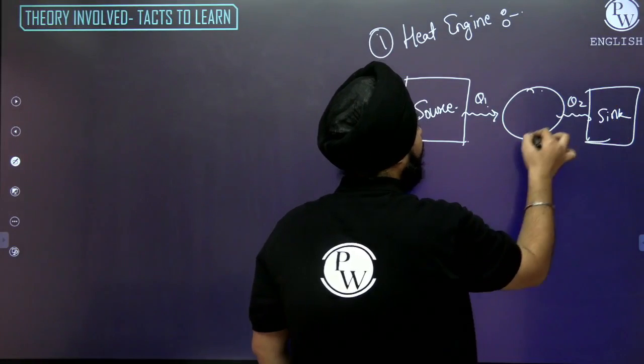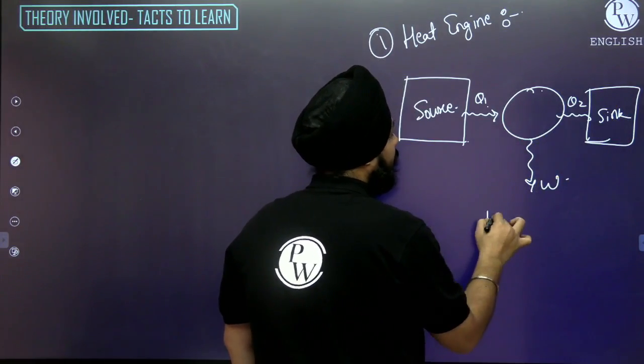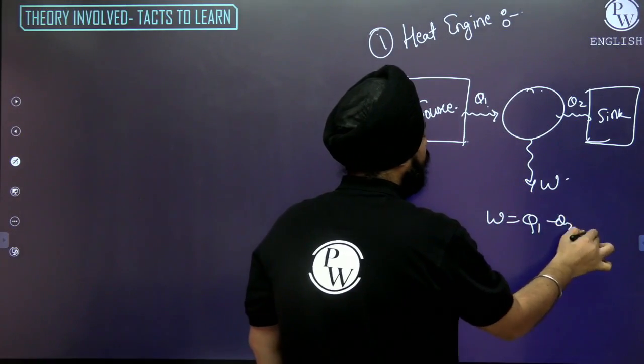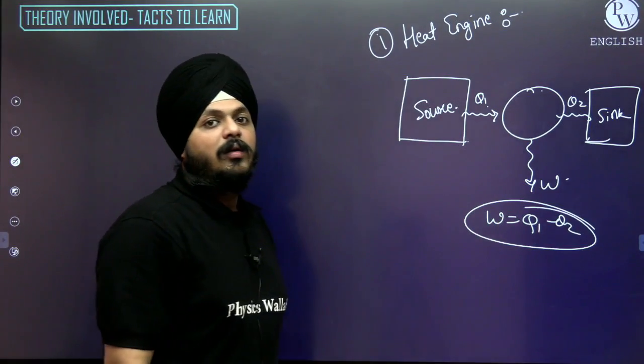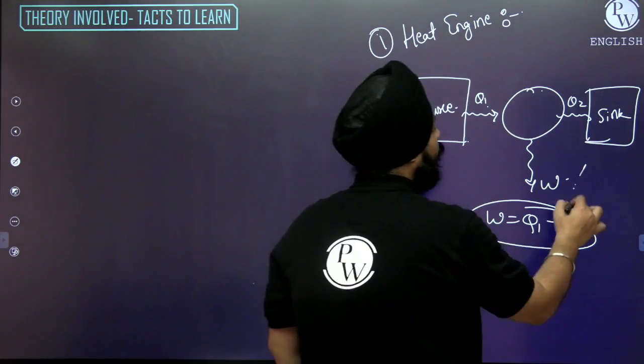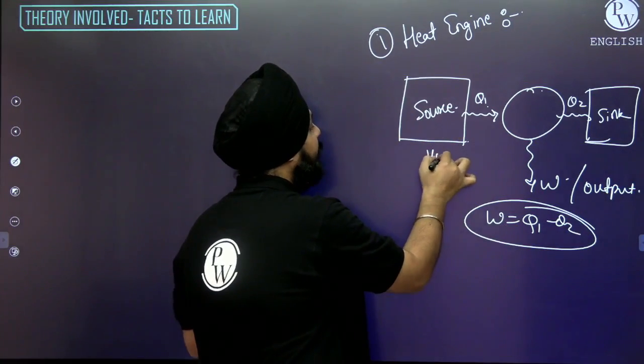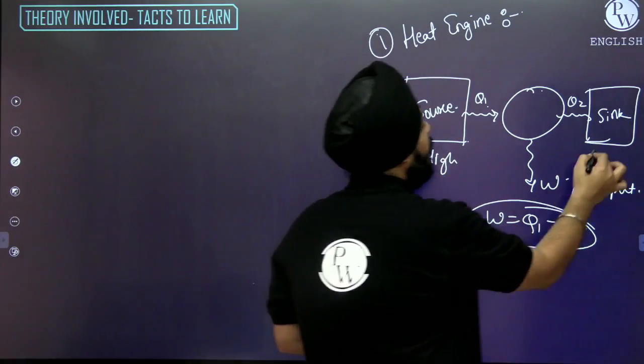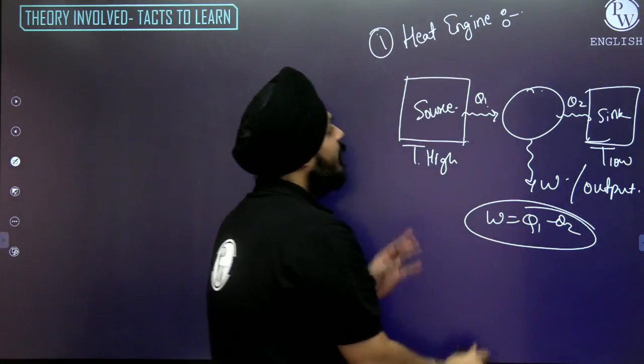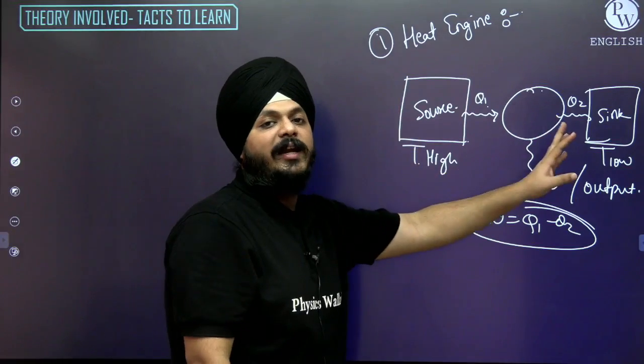Something that reaches the sink, and work is done. That is Q1 minus Q2. In a heat engine, we have the output as work. And this is a natural phenomenon. This is at the high temperature, and this is at the low temperature. So this is the natural phenomenon going on: from higher to lower, heat is flowing.